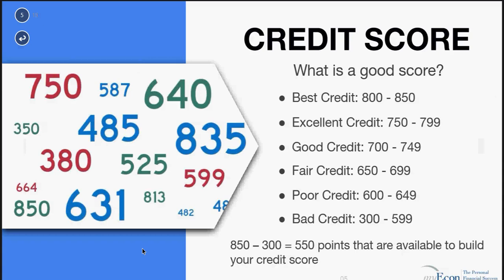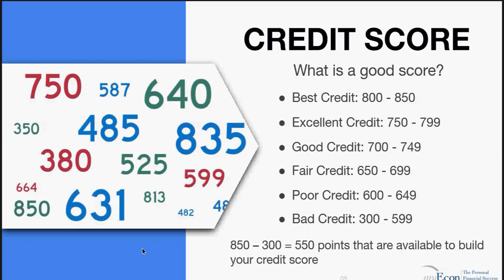Now, as it relates to the credit score, what is a good credit score? What is considered to be good credit versus bad credit? Well, one of the most well-known types of credit scores out there is the FICO score. That's what most people are using to score their credit. These scores are used by many lenders, and it ranges from 300 to 850 points.